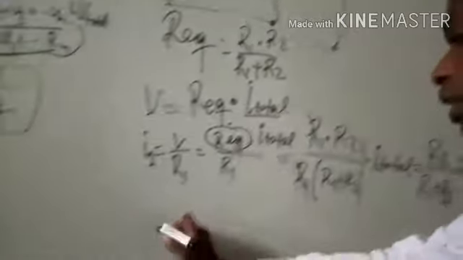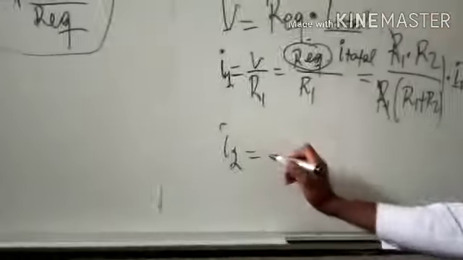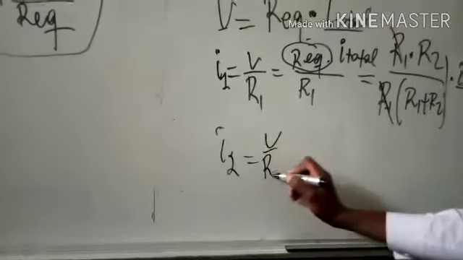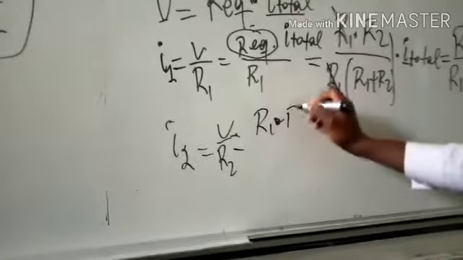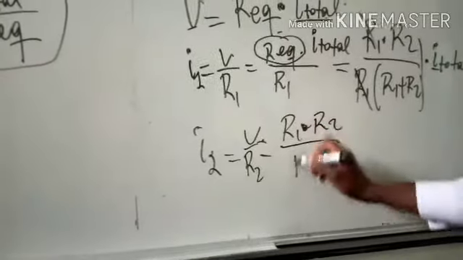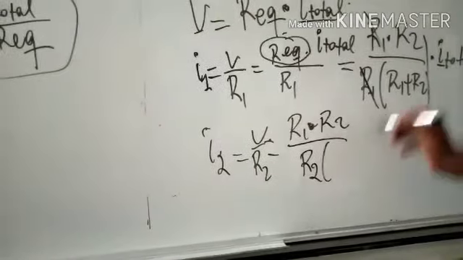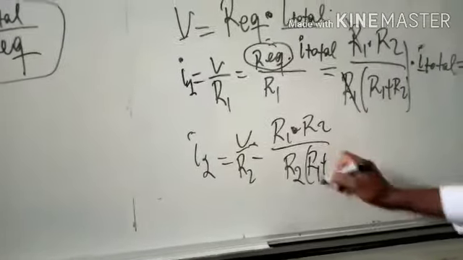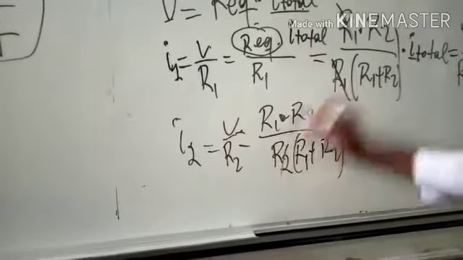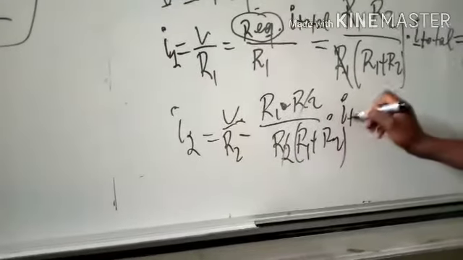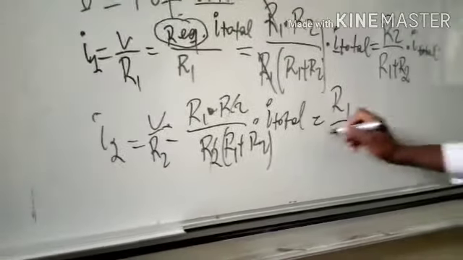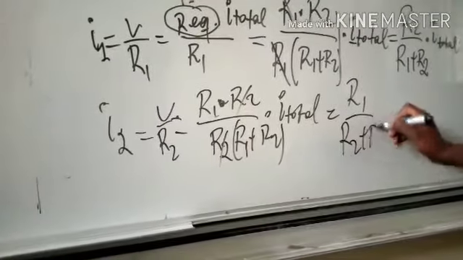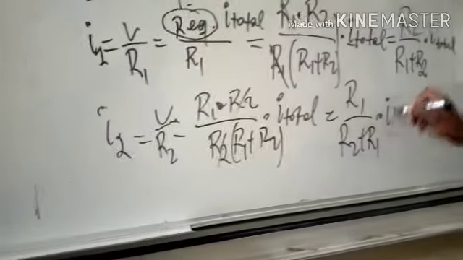Here also, current 2 will be equal to voltage over resistance 2. As we replace in that equation, we get R1 times R2 over R1 plus R2, times I total, over R2. This will simplify, and we get R1 over R1 plus R2 times the current total.